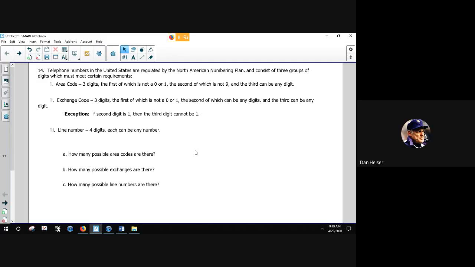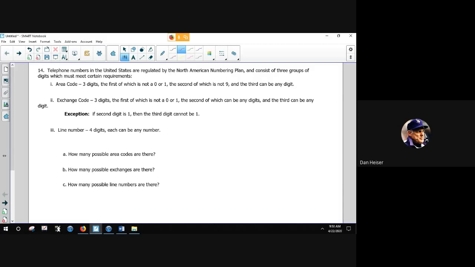Want to go over the telephone problem briefly. We have here the rules in the US for assigning telephone numbers. Rules for an area code, 3 digits: you cannot start an area code with 0 or 1. The exchange code has an exception, and that's going to be the focus of this problem.